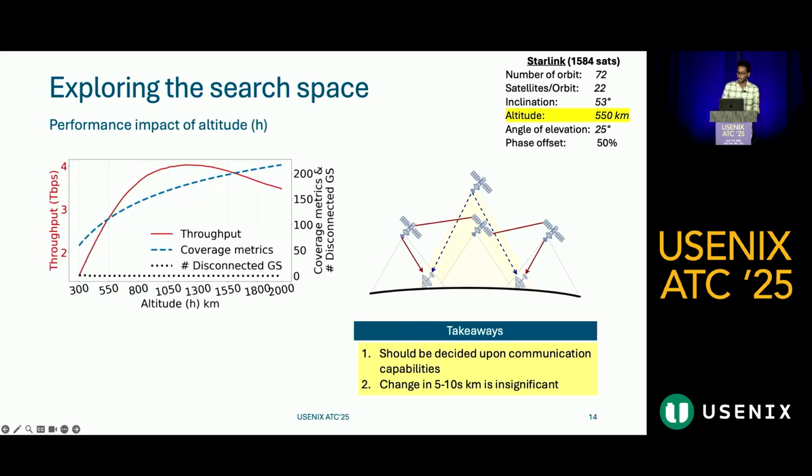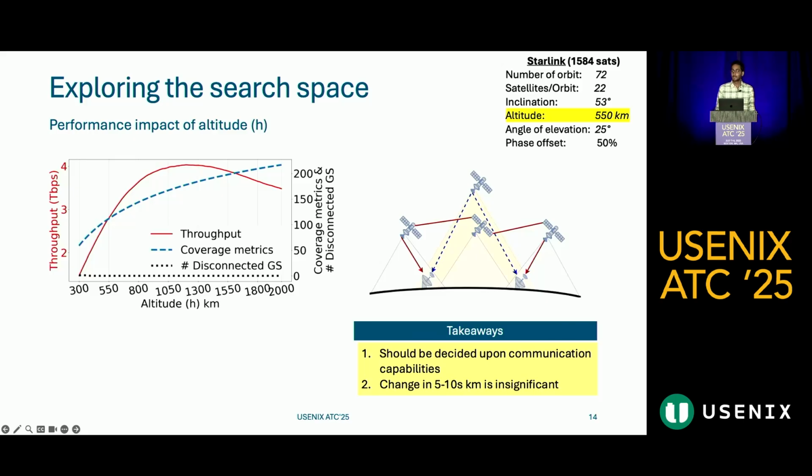So first, altitude. In a constellation, satellites will maintain a particular altitude h. Without touching anything, if I increase the altitude, the coverage of a satellite will slightly increase. The figure on the left side shows the performance impact of altitude using the Starlink constellation, where the x-axis is altitude and the y-axis shows the performance metrics. The blue dashed line shows the coverage, the black dotted line at the bottom is the number of ground stations out of coverage, and the red line shows the throughput. So notice the coverage of the constellation increases with altitude.